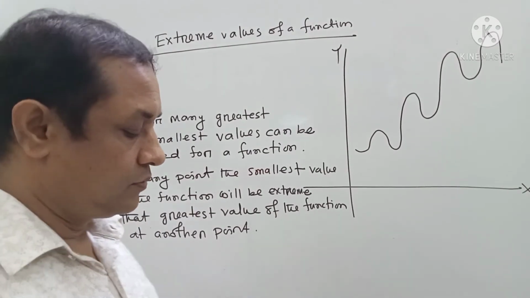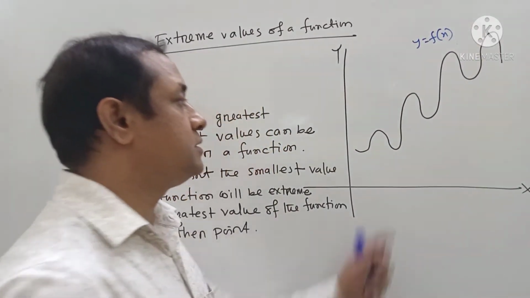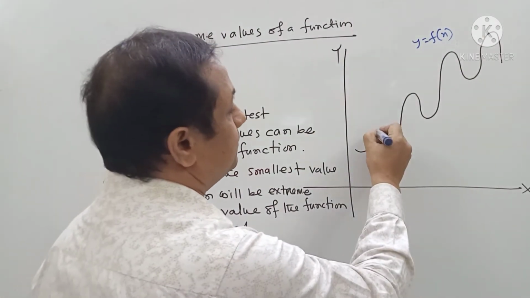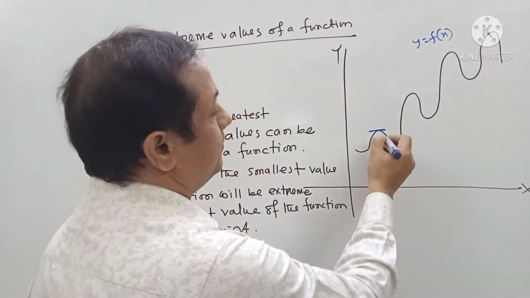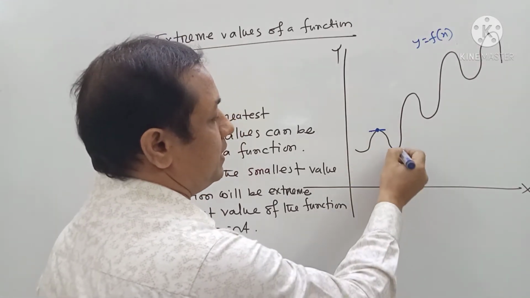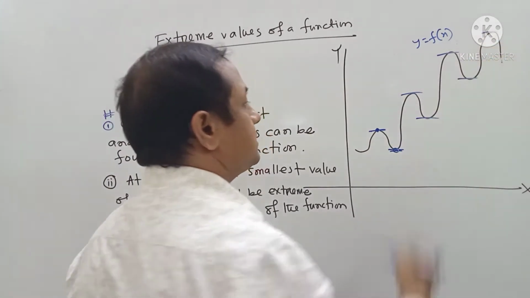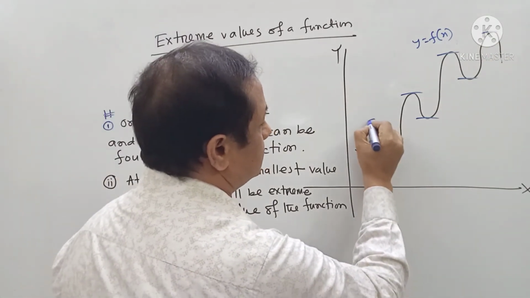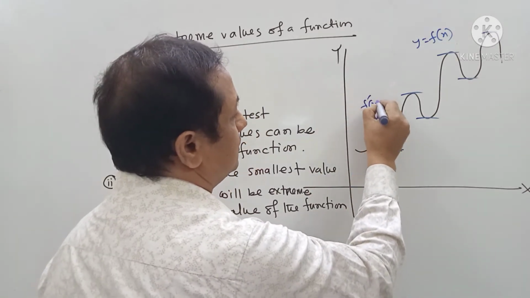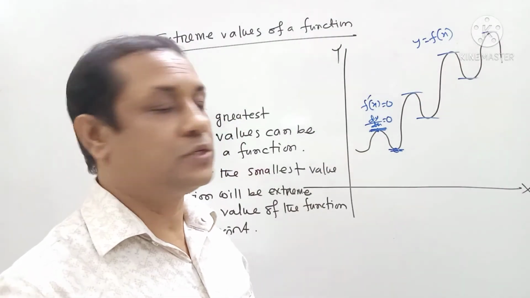So student, function y equals f of x. In this figure, attention please student, this is y equals f of x. Here are the extreme points, here a maximum value and here a minimum value. Similarly, maximum and minimum, maximum and minimum. At this point dy/dx equals 0, meaning f prime x equals 0. This is an extreme point. At the extreme point, dy/dx equals 0.